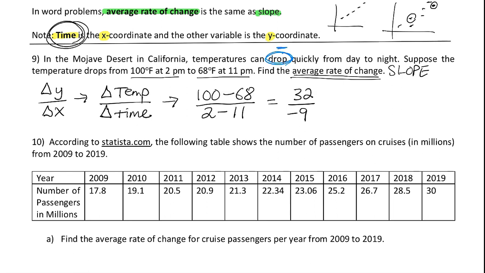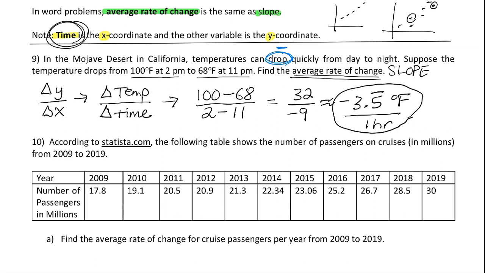So this is negative 3.5 repeating, and the units there would be degrees Fahrenheit per 1 hour. So the temperature is dropping 3.5 repeating degrees per 1 hour.